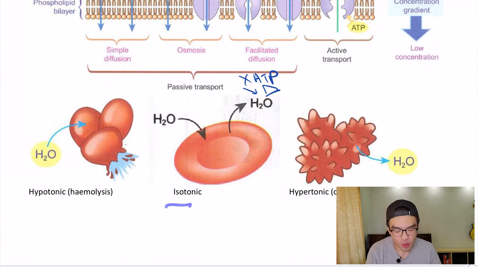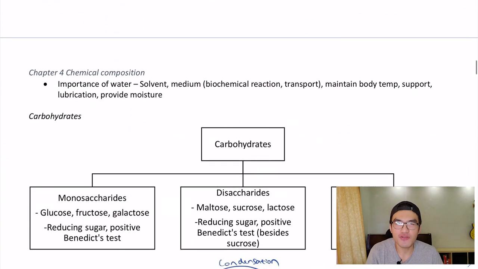Iso means same, water moving in and out at the same rate. Hyper means it is very salty outside, water will move out, so your red blood cell will do crenation, which means they will shrink. Next, let's look at chapter 4.